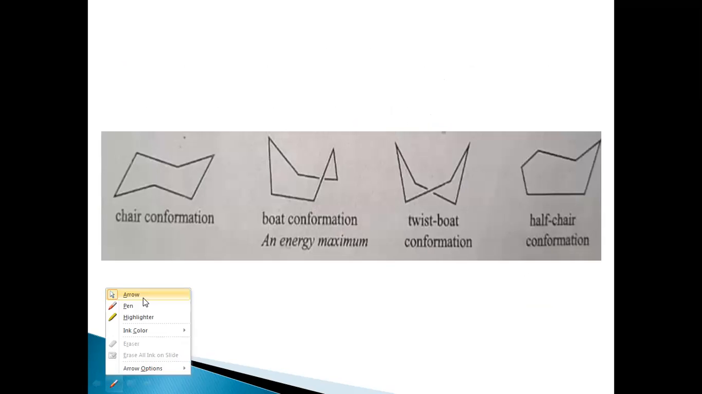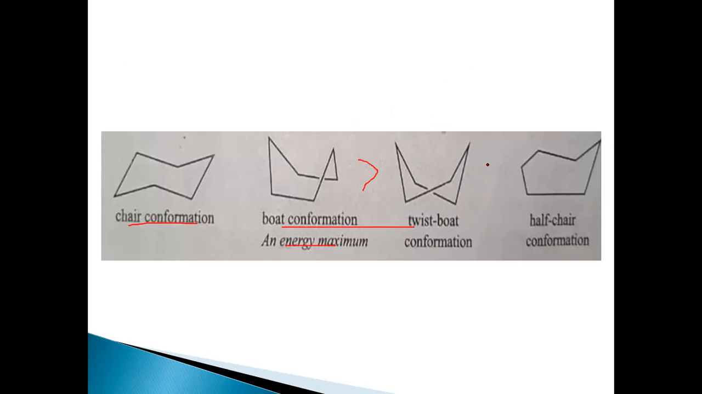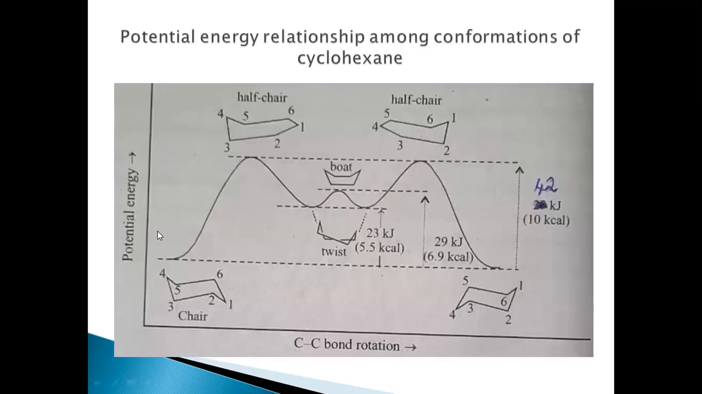So when you look at these conformations, this is the chair form, this is the boat conformation, which is the energy maximum, then the twist boat, this is more energy, and then comes this half chair conformation. So this half chair is more in energy. So chair conformation is the most stable of all the conformations, and the other conformations are less stable than the chair conformation. When we look at this potential energy diagram, we can clearly understand all this. This is a chair conformation. This is the half chair.